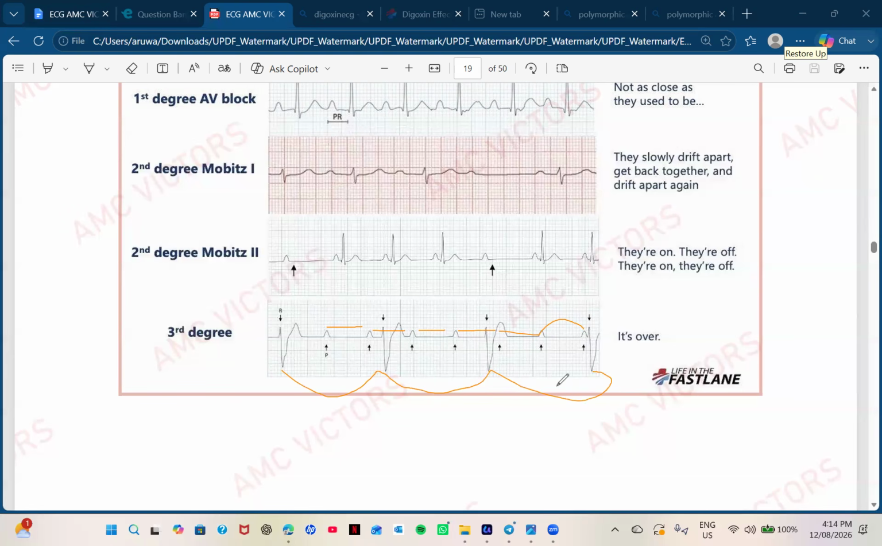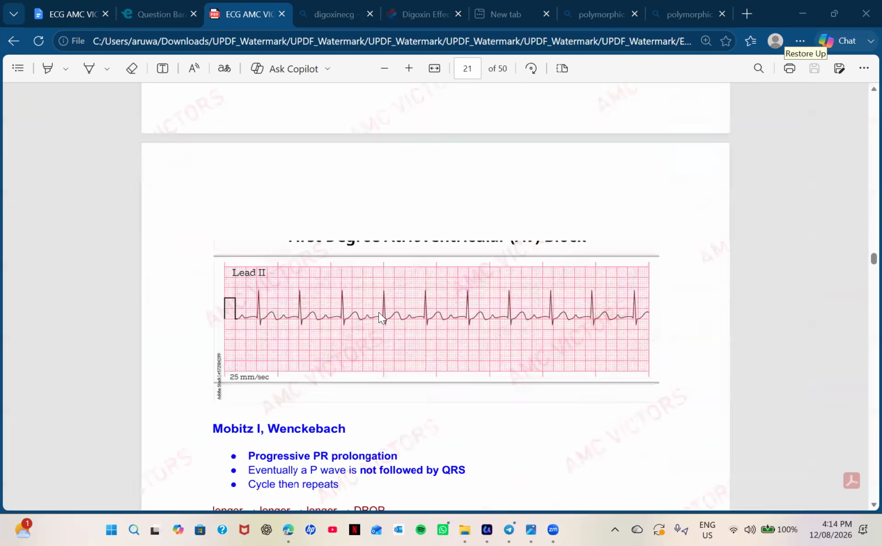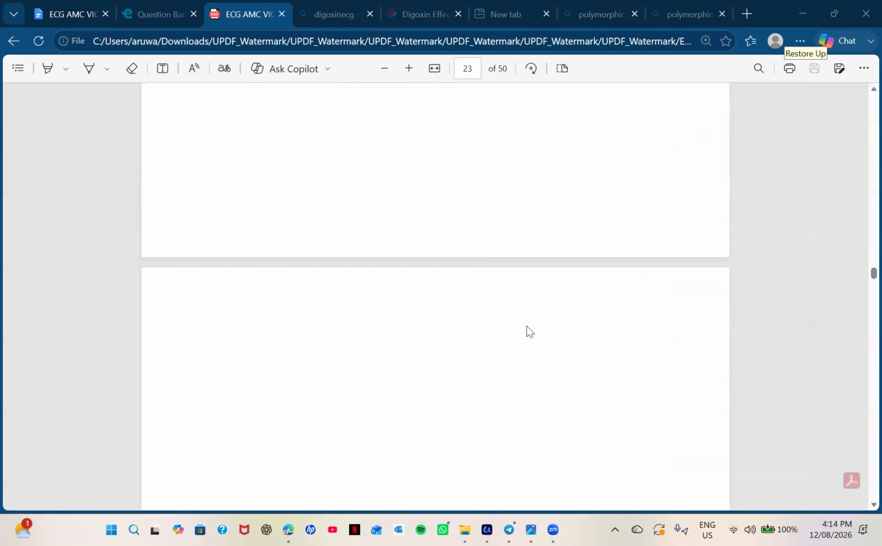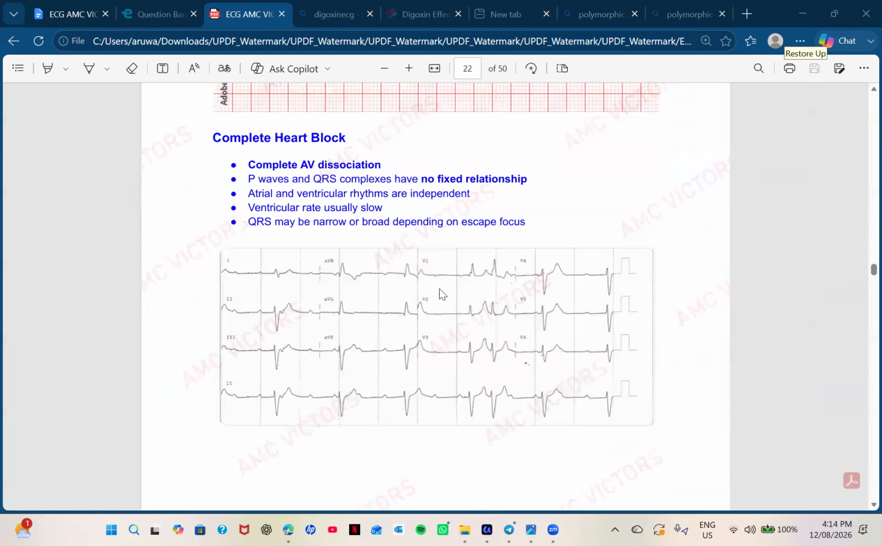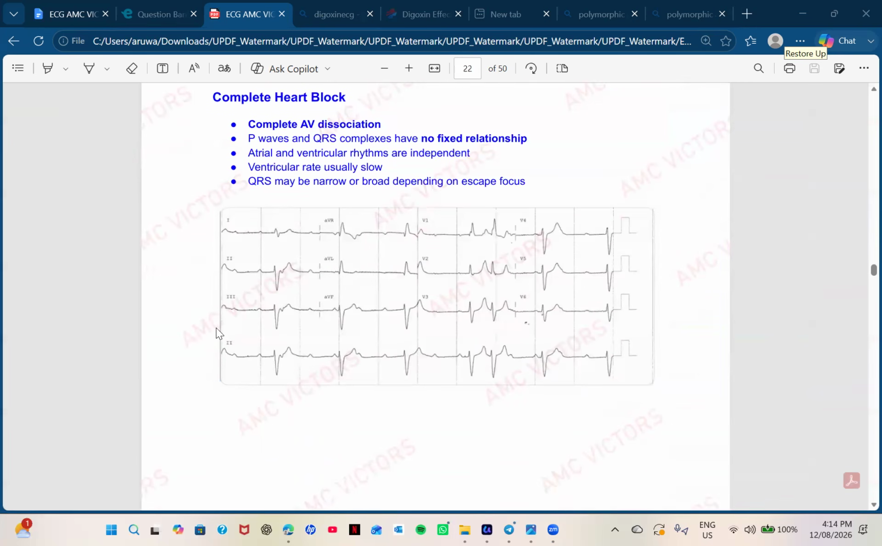But the P and QRS don't have any relationship, okay? So remember these things, very important. I hope you get the idea. This is the one they have given in e-medicine.